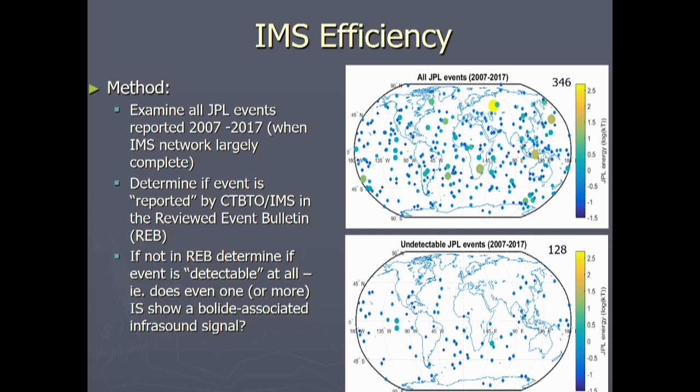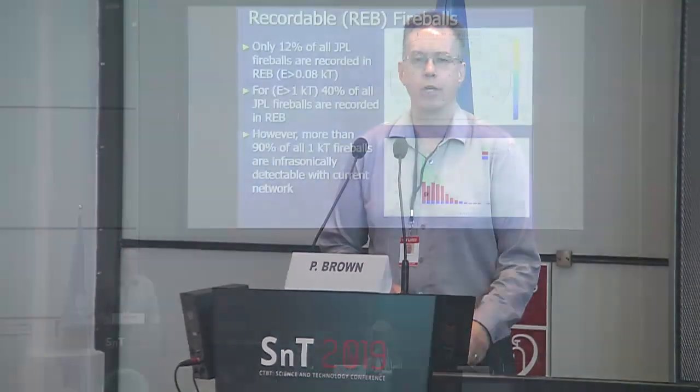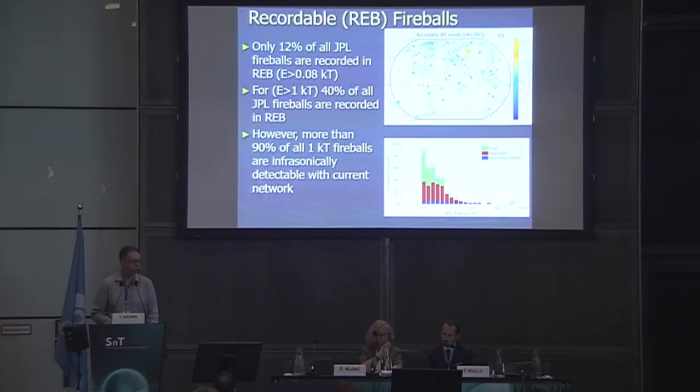Here I'm showing all 346 of these events in the upper right, and in the bottom I'm showing 128 of them that were completely undetectable by infrasound. That is, there were no infrasound records either reported in the IMS or that we could detect manually. In particular, only about 12% of all these JPL fireballs, energies greater than roughly 0.1 kiloton, are found in the REB in this time. For energies greater than 1 kiloton, about 40% of all the events are found in the REB. However, if you look at just those that are detectable with 1 kiloton energy and up, we find more than 90% of these bolides are detectable, again, typically from only 1 or 2 stations.